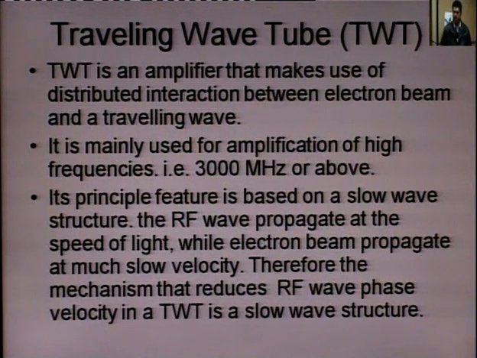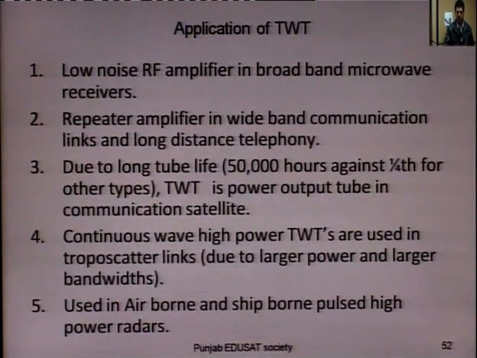The last one is the traveling wave tube amplifier. The traveling wave tube is a high power amplifier that is more widely used because of its long life. Its application is as an RF amplifier, used as a radio frequency amplifier. In wideband communication links, traveling wave tubes are used due to their long life. It is used in communication satellites. Again, because of its high power, it is used in troposcatter links, and it is also used in airborne and shipborne pulsed high power radar systems.